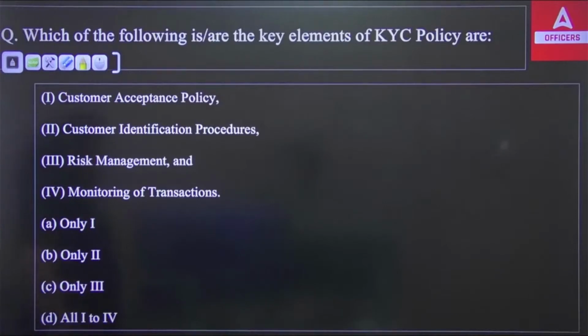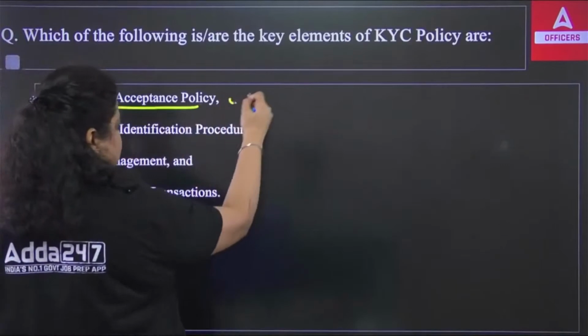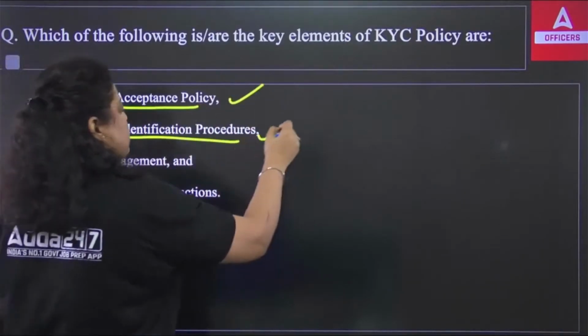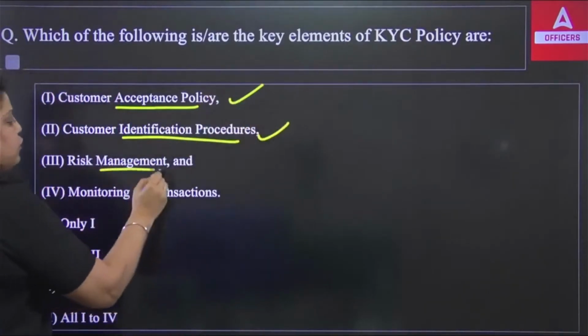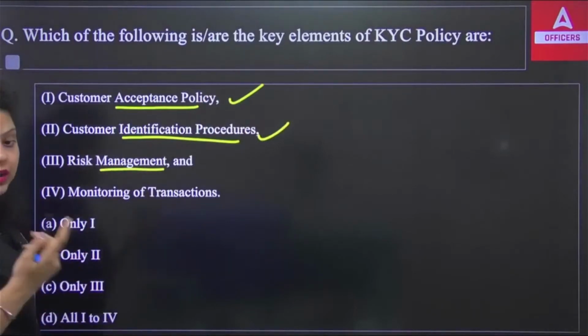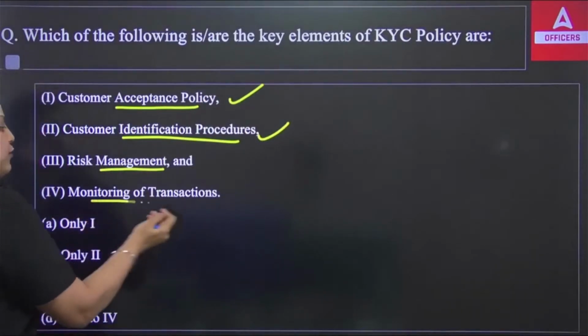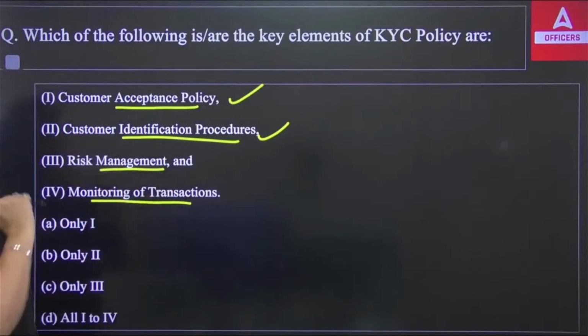So, if we talk about the KYC policies element, first a customer acceptance policy is required. Customer identification procedure you have to follow. You have to manage the risk, you have to have risk management techniques. Then you have to monitor the transactions. Then only you will be able to know about the risk.